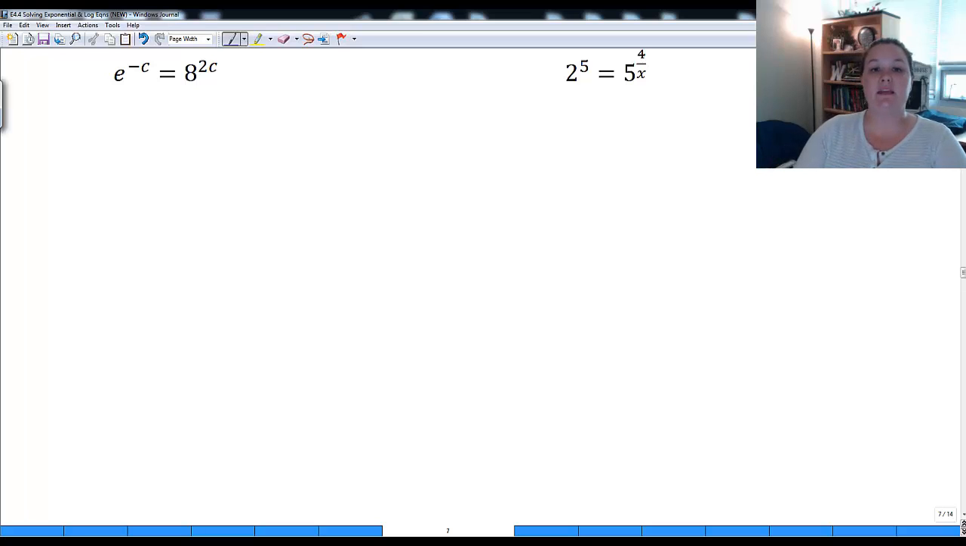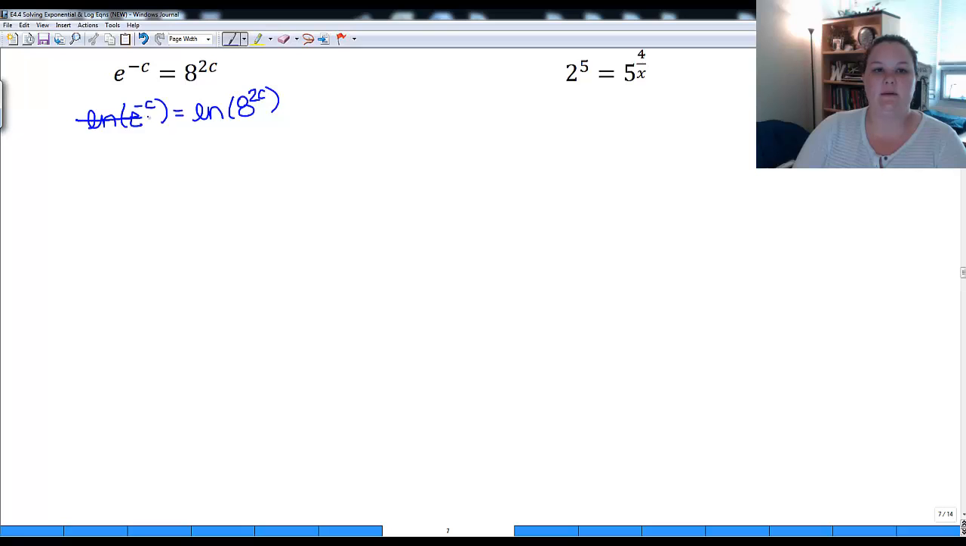All right, so on this one, notice we have an e. Anytime I see an e, I'm going to use the natural log, because by using the natural log, it'll make that e cancel out, and that's one less nasty piece we have to deal with. So notice there's nothing I can do to write e in terms of base 8, right? And I can't write 8 with an e to some power. So I'm going to go ahead and just take the natural log of both sides. So natural log of e to the negative c is equal to the natural log of 8 to the 2c.